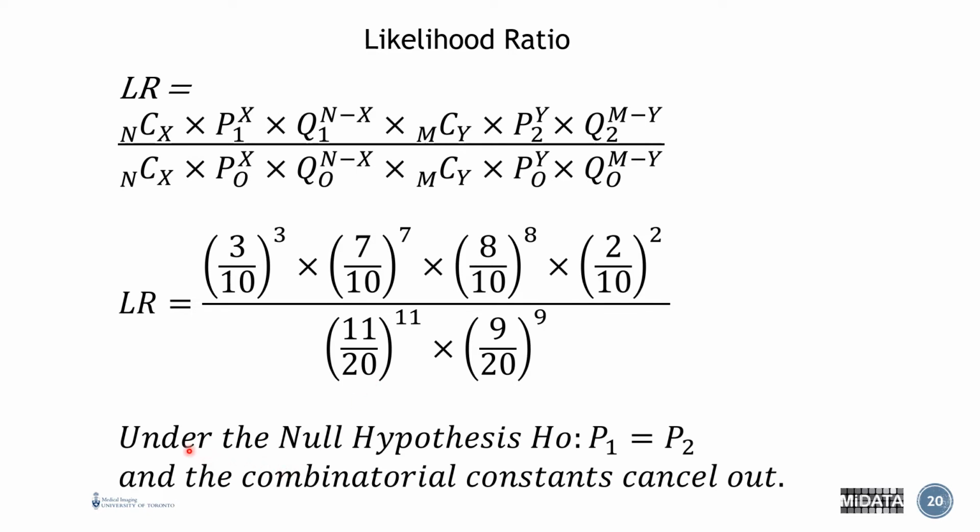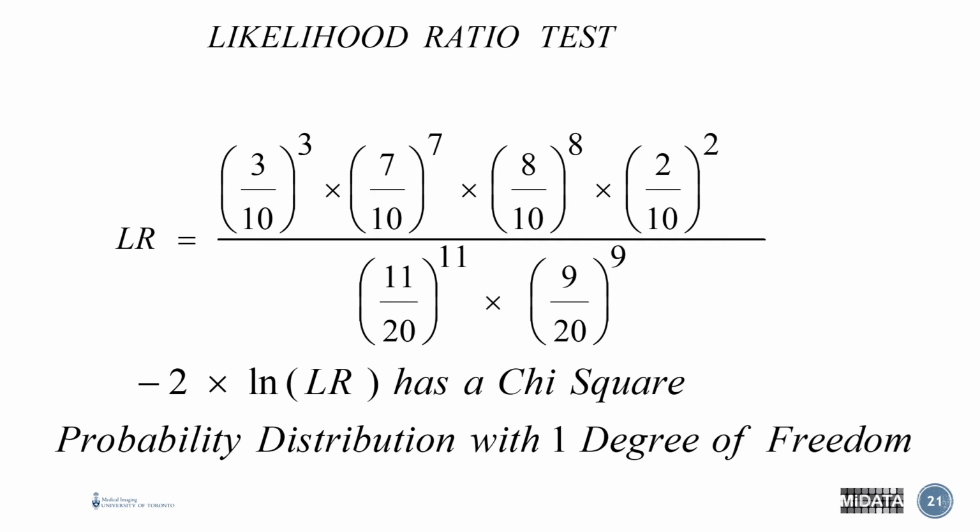Now here, what we're saying is under the null hypothesis, as we've stated, the probability P1 equals the probability P2. And because of this, the combinatorial constants cancel out in this equation, and it leaves you with this more simple likelihood ratio equation.